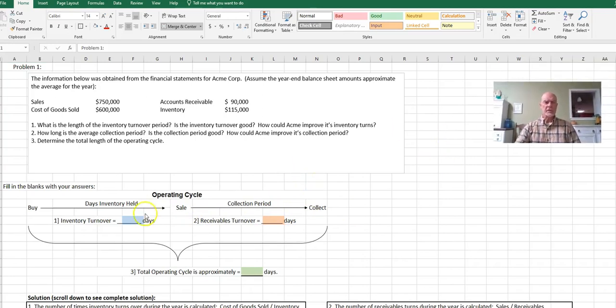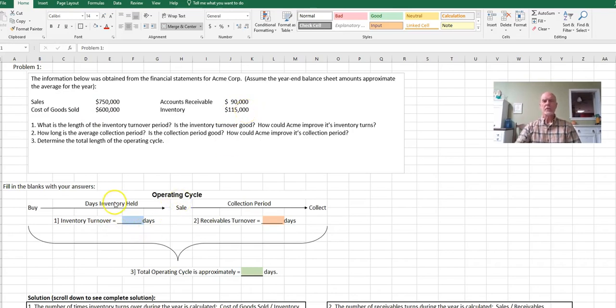So what's interesting is by analyzing the numbers on the financial statements, we can actually estimate the average length of time it takes for the components of this operating cycle to happen. If we look at the income statement, we're going to use the sales and the cost of goods sold numbers. And if we look at the balance sheet, we're going to use the accounts receivable and the inventory.